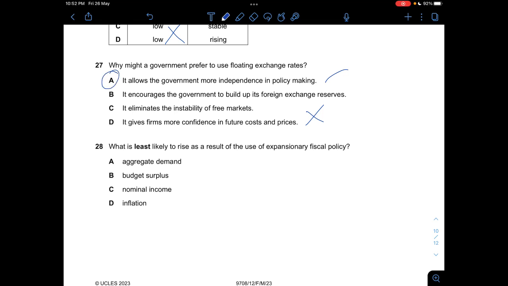For question 28, what is least likely to rise as a result of the use of expansionary fiscal policy? So aggregate demand would increase, so this is not correct. Budget surplus will increase, which means your revenue is more than expenditure. This will not increase, so this is correct. C, it says nominal income.